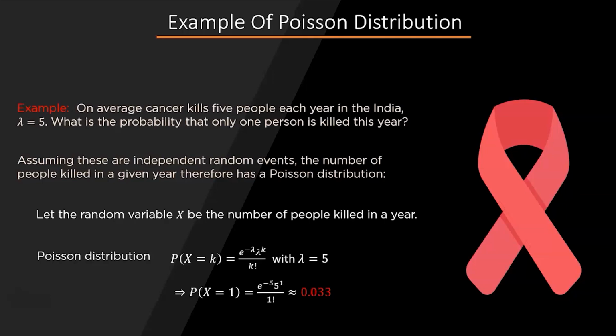So P(x=1) will be equal to e to the power minus 5 into 5 to the power 1 divided by 1 factorial, which will come out to be 0.033, which will be near to 3.3%. So, the probability that only one person is killed this year due to cancer is 3.3%.